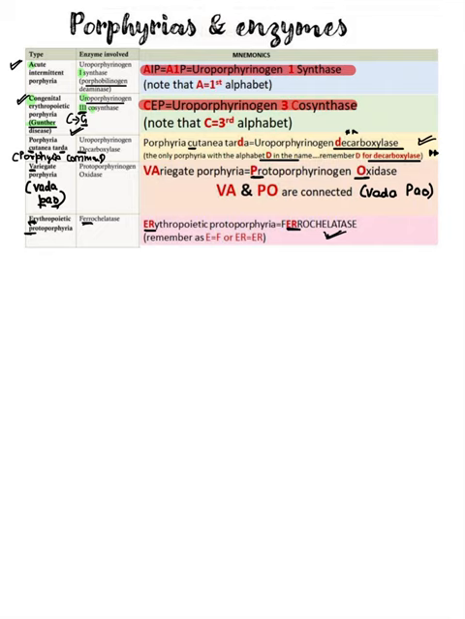Now coming on to porphyria cutanea tarda, PCT. What I have remembered: porphyria commonest. This is the commonest porphyria, guys. And this is the only porphyria that has D in the name, hence uroporphyrinogen decarboxylase. Now coming on to variegate porphyria. How I have remembered: vada pav. Variegate is vada. Then pav is the enzyme, that is protoporphyrinogen oxidase. Now coming on to erythropoietic porphyria. So ER, that is erythropoietic, that is FER, that is ferrochelatase, guys.